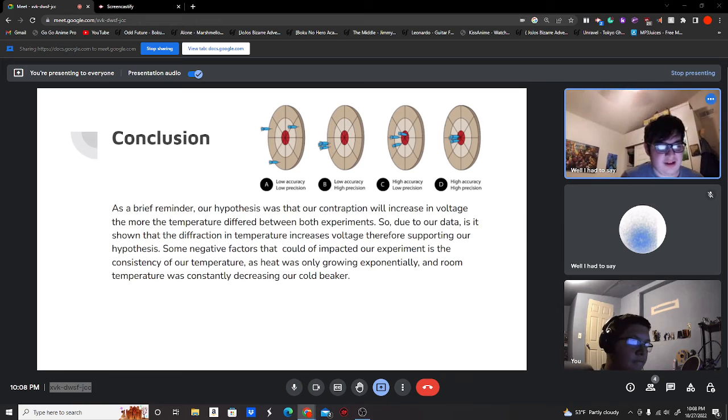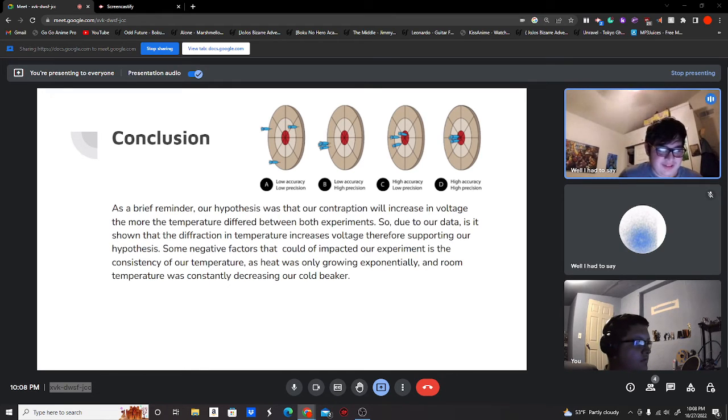So in conclusion, as a brief reminder, our hypothesis was that the differentiation in temperature would increase the amount of voltage that was produced. So let's recap. We started from room temperature, but as we exponentially decreased the cold side temperature and exponentially increased the hot side temperature, as we saw through trials 1, 2, and 3, the millivolts was increasing. So it was from 1 to 2.5 to 3. So in fact, the temperature differentiation did increase the voltage, and therefore our hypothesis is correct.